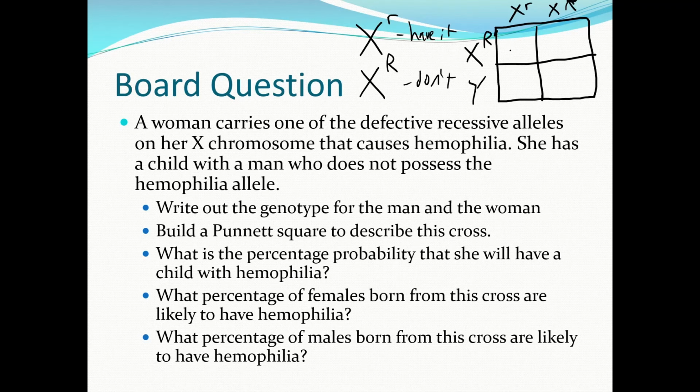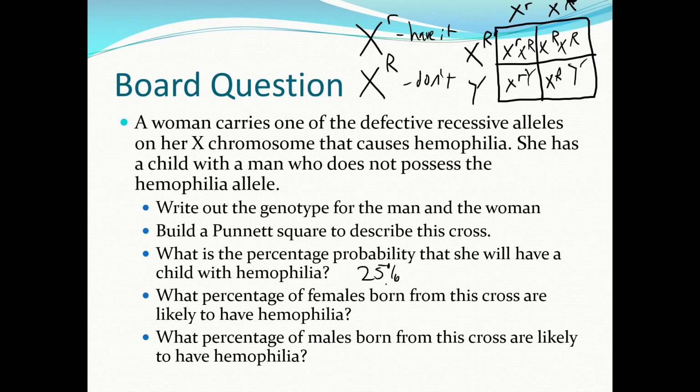Okay, so let's build a Punnett square. So X little r, X little r, X big R, X big R, and then X big R across, and then Y. Okay, so what percentage probability will she have a child with hemophilia? So the only one with hemophilia is this one right here. So there's a 25% chance of hemophilia.